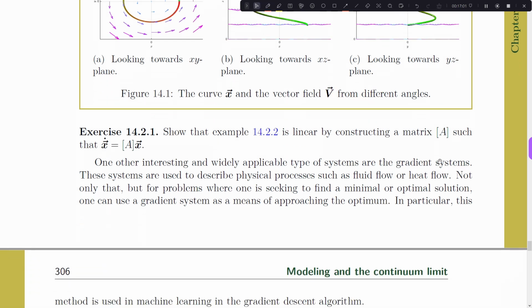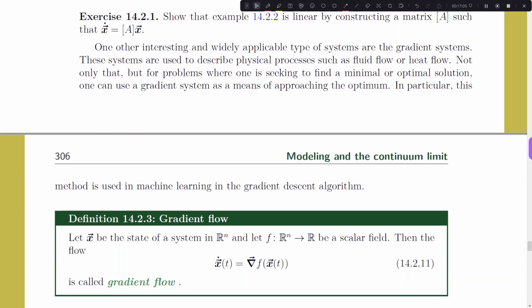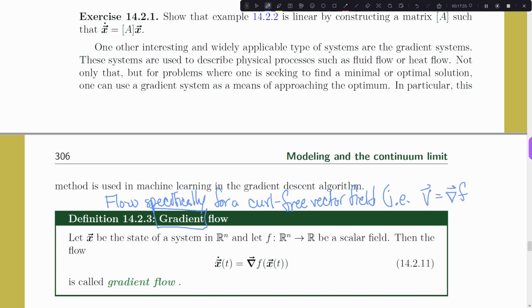We're going to move on now to what's called gradient flow. So this is a very specific kind of flow. Gradient flow is flow specifically for a curl-free vector field, i.e., we'll recall that curl-free vector fields were the same as vector fields which equal the gradient of a scalar field. So gradient flow is specific flow when our vector field is now a gradient of a scalar function.